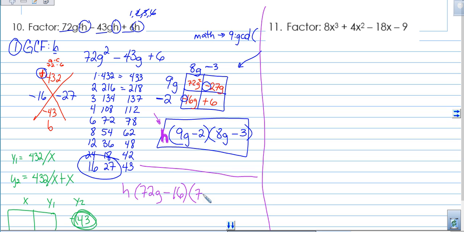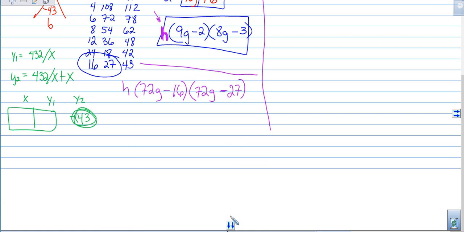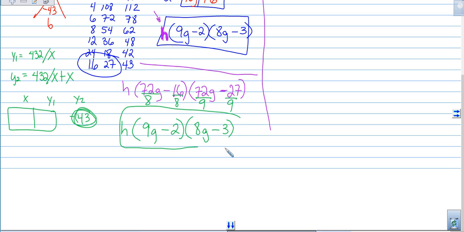And then 72G minus the 27. Okay? So you say, well, what will go into both a 72 and a 16? And that's an 8. Okay? What will go into 72 and 27? Well, that'll be a 9. Okay? And then the H will come down. That will give you 9 G's minus 2. And you'll get 8 G's minus a 3. And so this becomes your final answer.